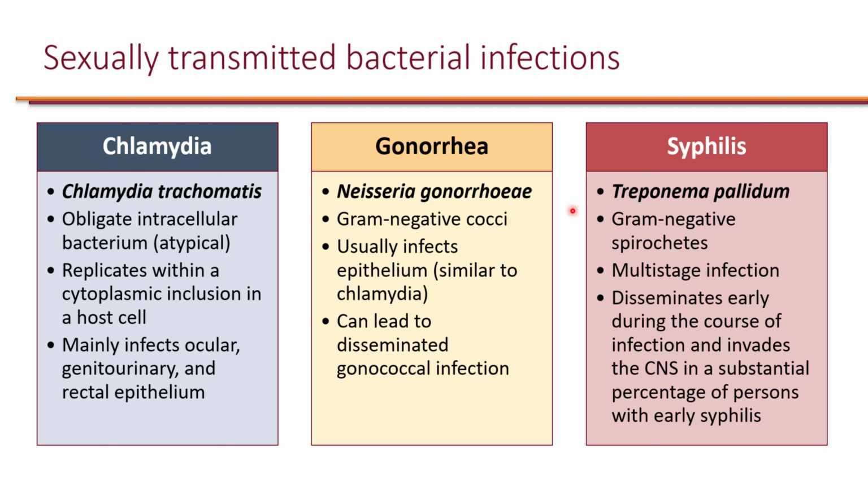Syphilis is caused by Treponema pallidum, which is a gram-negative spirochete. Essentially, this looks kind of like a spring, so to speak, in its shape. And syphilis is a very severe infection in the sense that, first of all, it has a multi-stage infection. So it goes from very mild infection to essentially life-threatening infection over a period of time. It essentially disseminates early during the course of infection and invades the central nervous system.